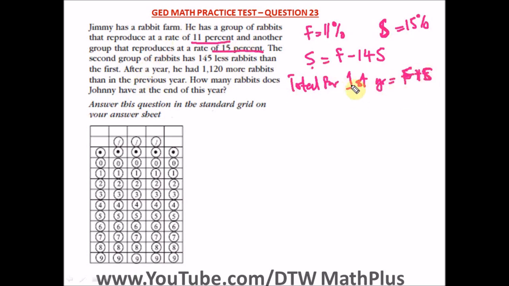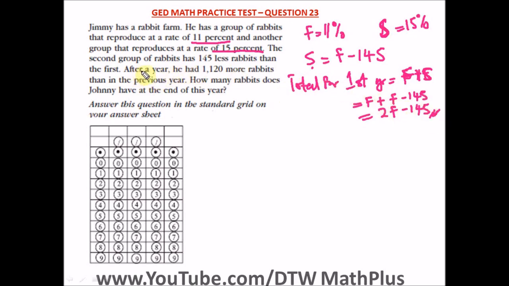This is a word problem, so all we need to do is F will still remain the same. So F, and what is S? S is F minus 145. So we say plus F minus 145. Here we are going to have 2F minus 145. So let's keep this down. This is the total for the first year.